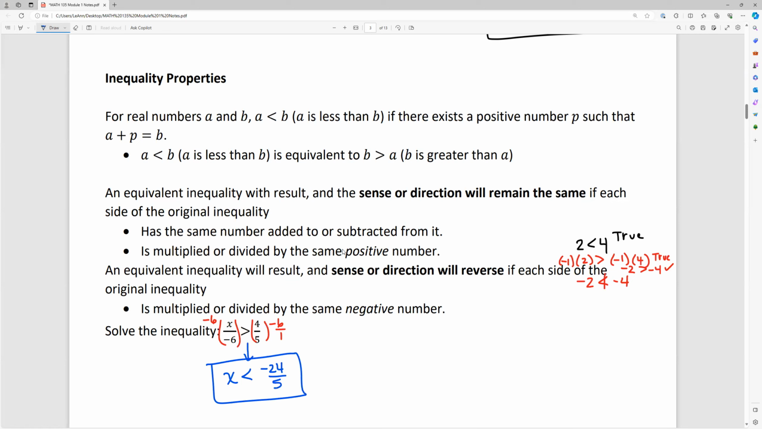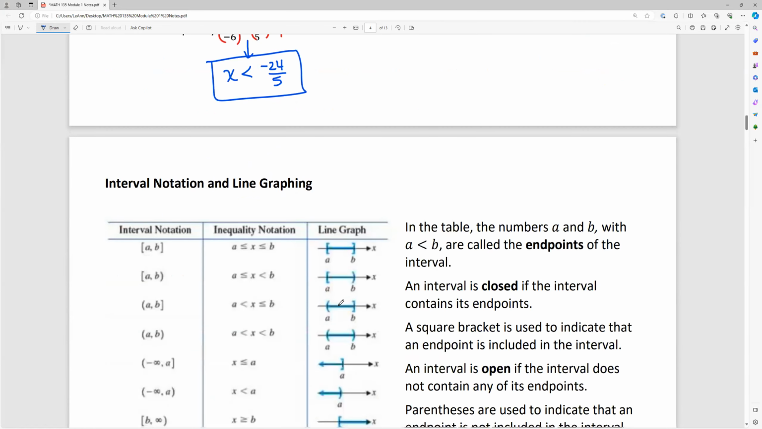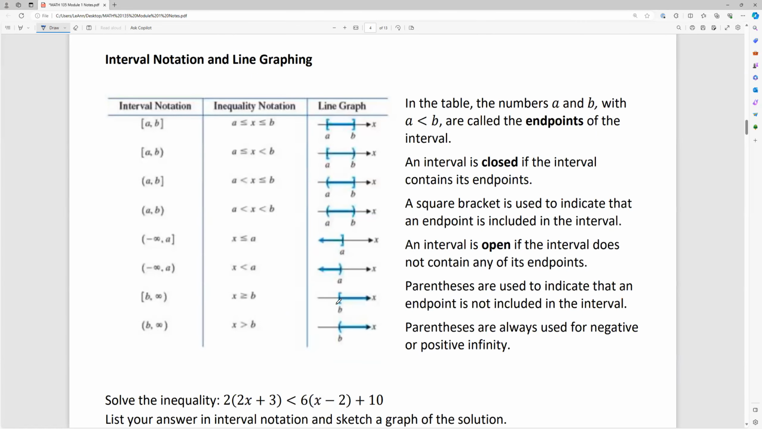So x is less than -24/5. Okay. Some things to note about what we might have to do when we write our answers into our homework or for our test. A lot of times we like to write our answer in interval notation, which is a way to describe the solution set, because it's actually an infinite number of solutions.